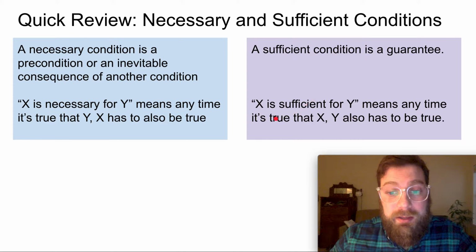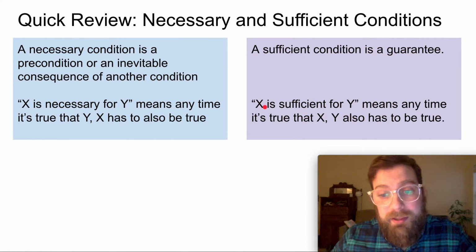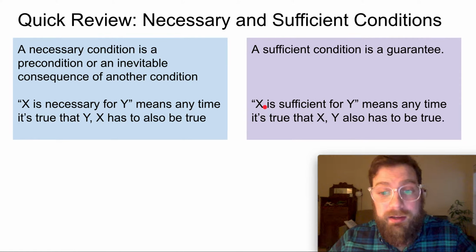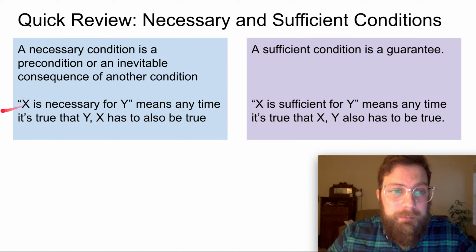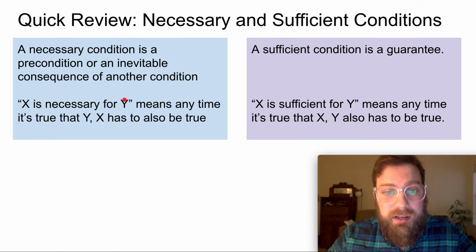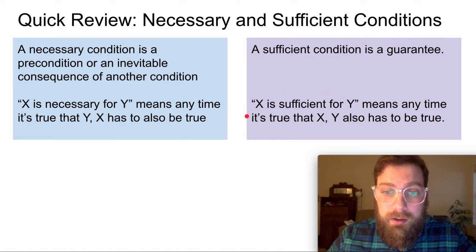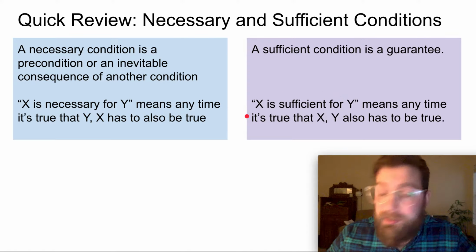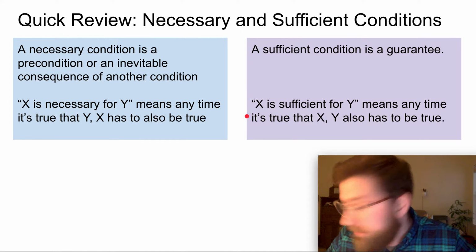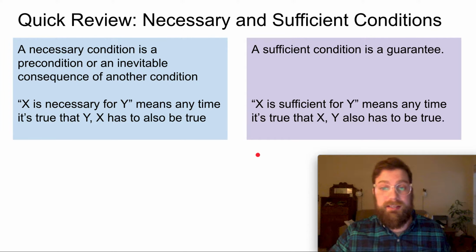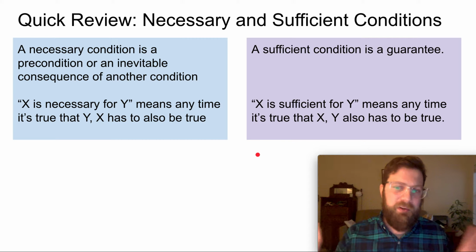And it actually goes the other way. So when we think about the relationship between being a dog and being a mammal, where being a mammal is necessary for being a dog, when we go to sufficiency, we say being a dog is sufficient for being a mammal, right? So when we think about sufficient conditions, we're talking about a guarantee. All right, that's our quick recap.